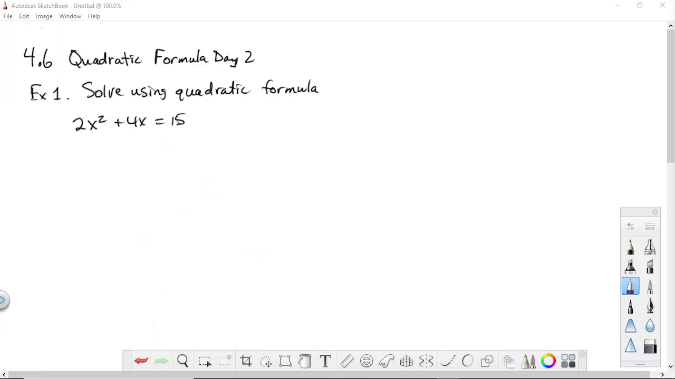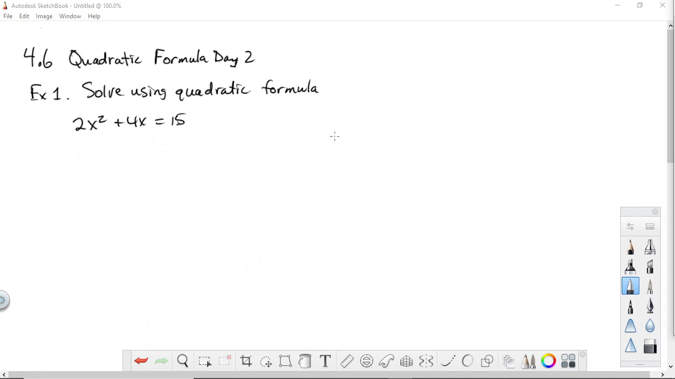Hello, algebra students. Today we're looking at the quadratic formula again, and these will be problems that have something more complicated under the radical. We won't be able to just take the square root and be done with it, because it's not going to be a perfect square under the radical this time. So let's look at this first one.